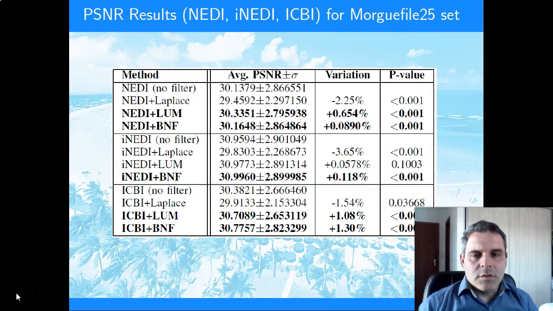Now, considering other sharpening filters and on top of other interpolation methods for the Morgfile 25 set, as you can see, the LUM filter and BNF were both able to increase the average PSNR for this set, except for the INDI algorithm, where only the BNF filter was able to achieve statistically significant improvements.